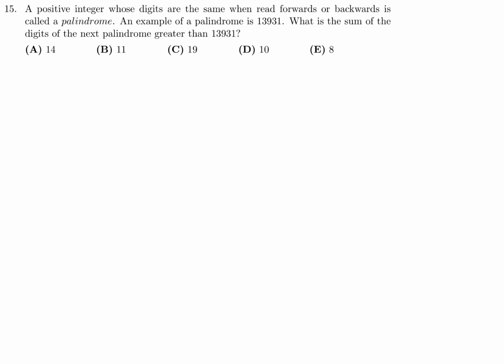A positive integer whose digits are the same when read forwards or backwards is called a palindrome. An example of a palindrome is 13931. What is the sum of the digits of the next palindrome greater than 13931? We have to play around with this and see what is the very next palindrome. Do I have to change the first number? If I do, I go from 13,000 all the way up to 23,000. That's a very big jump. I'm positive that we can find a palindrome much smaller than that. I don't think we need to change the 1s. I think I'll concentrate on changing the 3s.